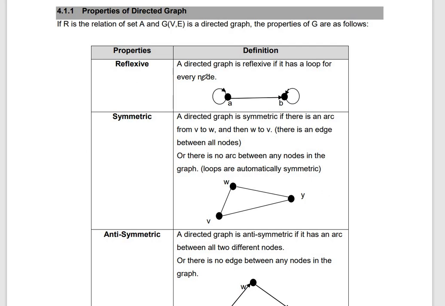Okay, so what is reflexive? A directed graph is reflexive if it has a loop for every node. So maksudnya kalau dia ada dua nodes A and B, setiap nodes ni kena ada loops. So loops A, loops untuk B. Kalau dia ada tiga, loops untuk W, loops untuk V, loops untuk Y. So tiga-tiga tu kena ada, baru dia reflexive.